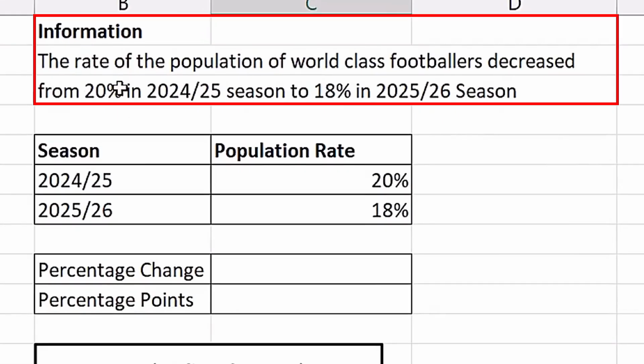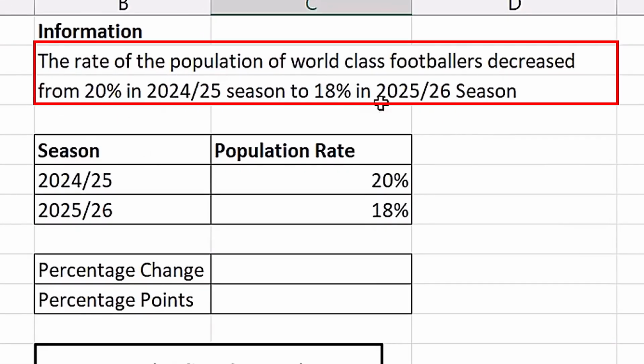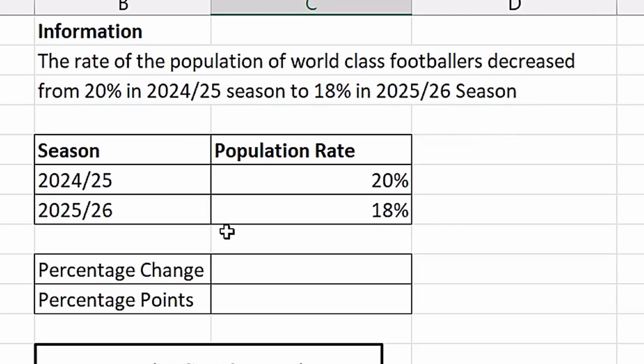Again, we have this information here. The rate of the population of world-class footballers decreased from 20% in 2024-2025 season to 18% in 2025-2026 season. Now I've again translated the same information in a tabular form like this. So let's calculate percentage change first.